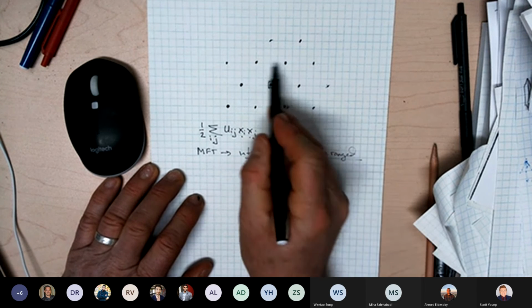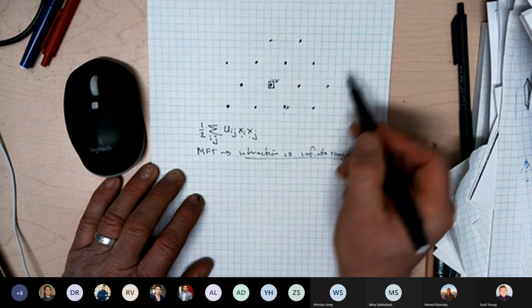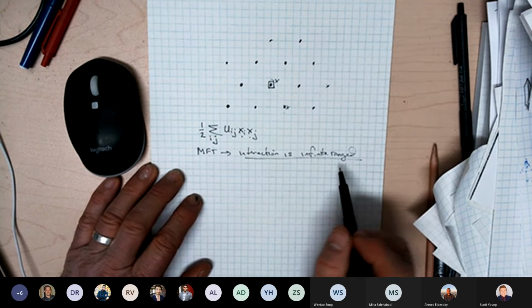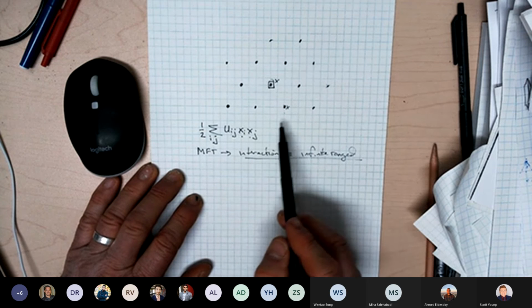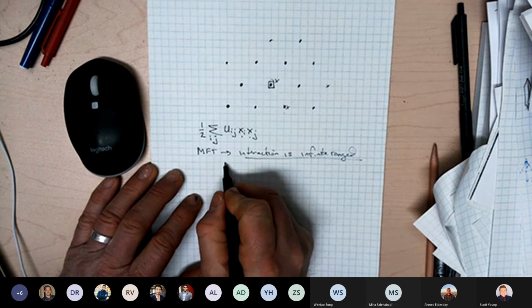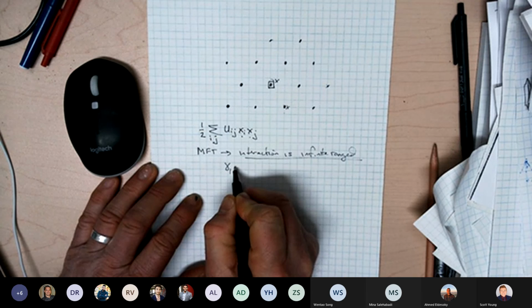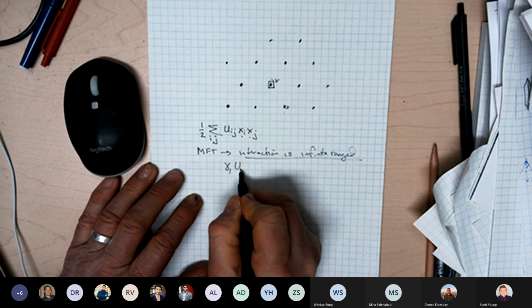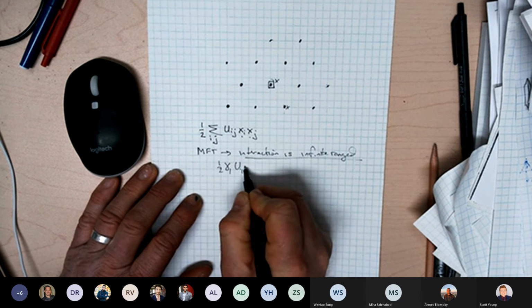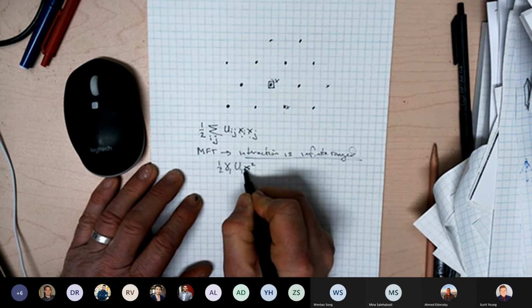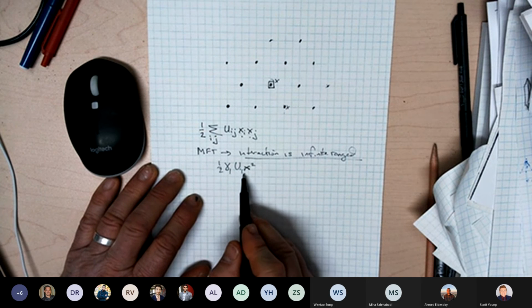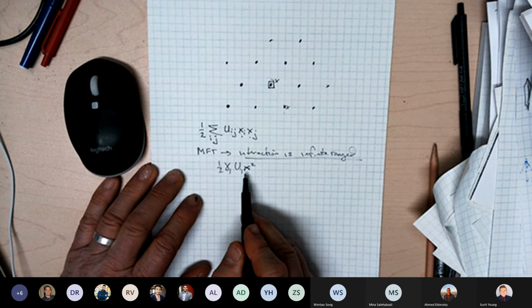We can't tell where the lithium is, really. We just know it's somewhere in here. But as long as there's lithium on the lattice, we pick up, we say it's gamma 1, U1, X squared. That's what we say the near neighbor interaction is in mean field theory.